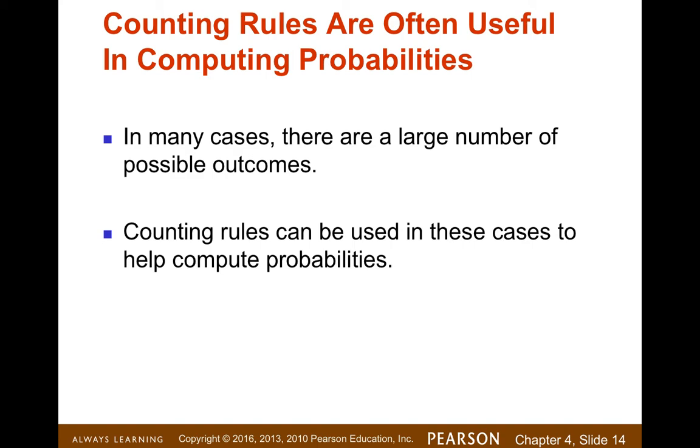But guys, counting rules are very useful in computing probabilities, especially when there are a large number of possible outcomes. Counting rules can be used in these cases to compute probabilities. Because you can imagine, going back to the lottery, I think there are maybe 56 numbers, and then there's the Powerball. You can imagine trying to go through and model all of the possible outcomes. It would take a long time. So these counting rules help you model those types of events.